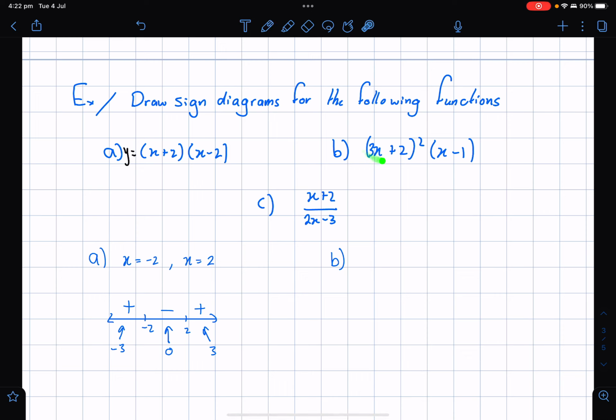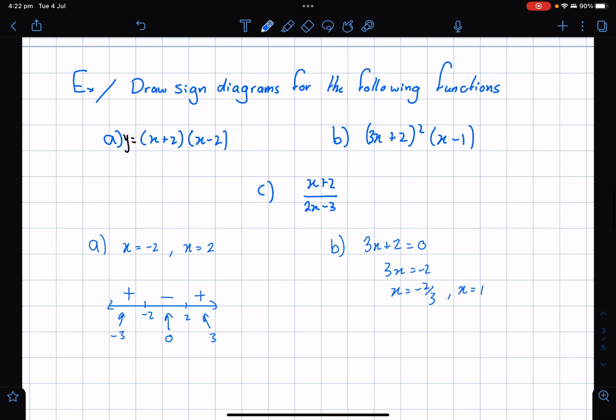Now, this one's a little bit tricky because it's got a 3 here. But if I write 3x + 2 = 0, 3x = -2, x = -2/3, that solves this one here. And then this one here, x = 1. So I've got x = -2/3 and x = 1. So they're the values I put on my sign diagram: -2/3 and 1.